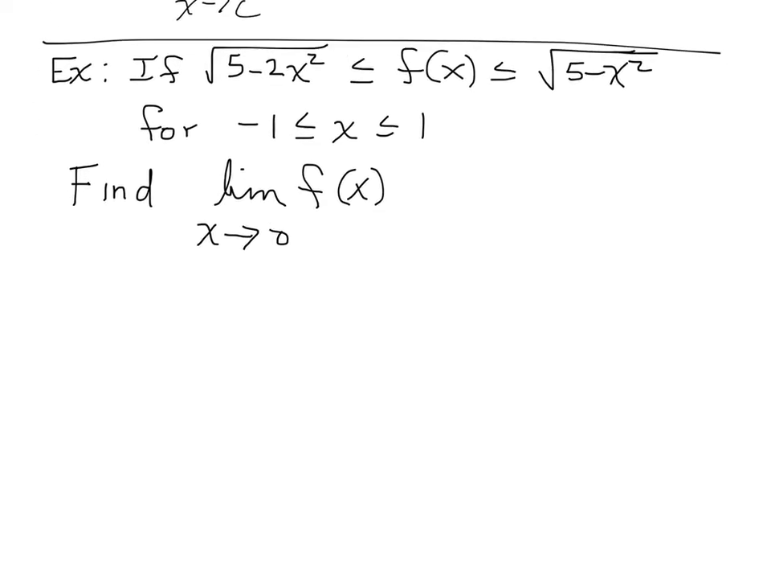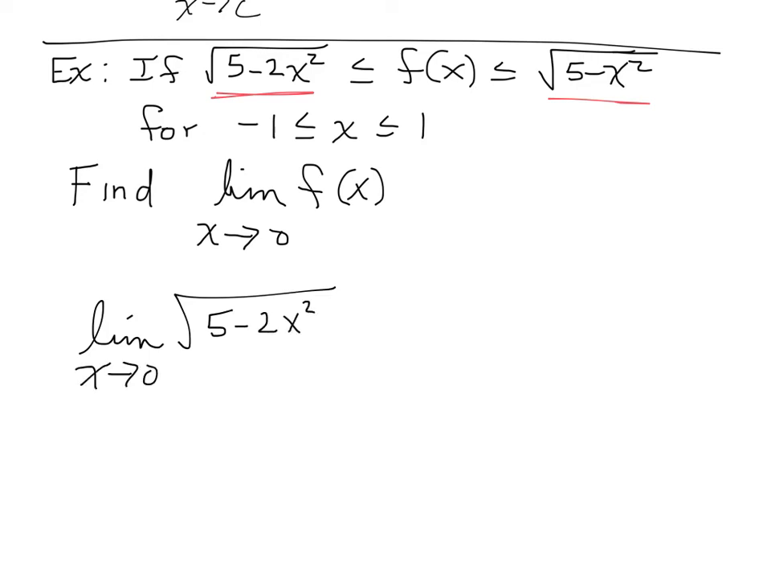So this would be exactly, well, of course not the functions, but what you'll see for number 3 on your quiz. A lot of times when you look at this, you can kind of see that's what's being implied. Find the limit of f of x as x approaches 0. I don't even know what f of x is. So let's find the limit of the square root of 5 minus 2x squared as x approaches 0, and then the limit of the square root of 5 minus x squared as x approaches 0.